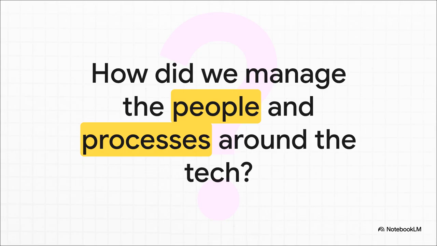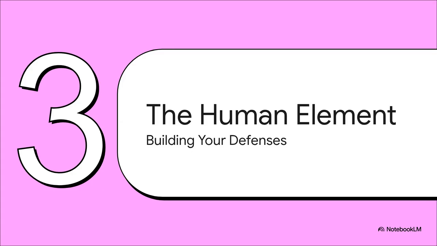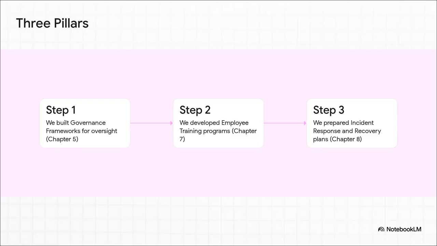It's just one piece of the puzzle. So that led us to ask, what about the human element? How did we manage the people and the processes that are just as critical to security? And that brought us to our third theme, building up our human defenses. This is where we pulled together everything we learned about creating the right organizational structure and the right plans to back up our technical controls, everything from governance to incident response. Our game plan here was basically a 3-step process.